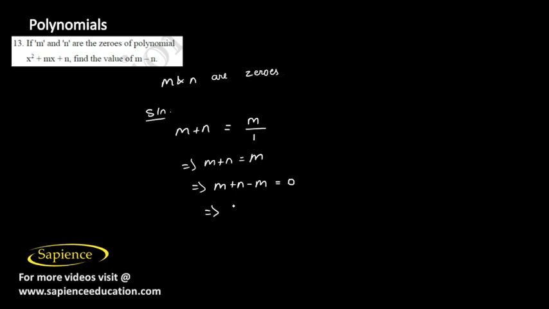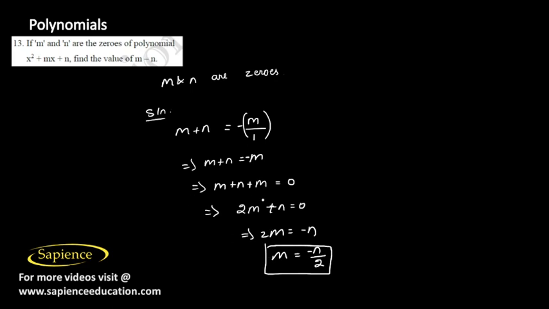Sorry, this is equal to minus b by a. The sum of the zeros should be equal to minus coefficient of x by coefficient of x square. So m plus n will be minus m, and when it comes to the left hand side it will be plus m. So 2m plus n equals 0. 2m is equal to minus n, m is equal to minus n by 2.